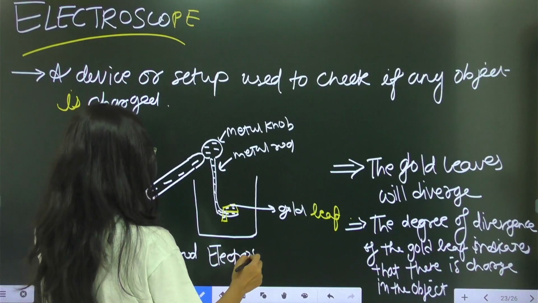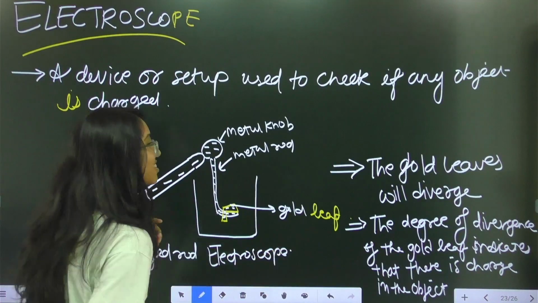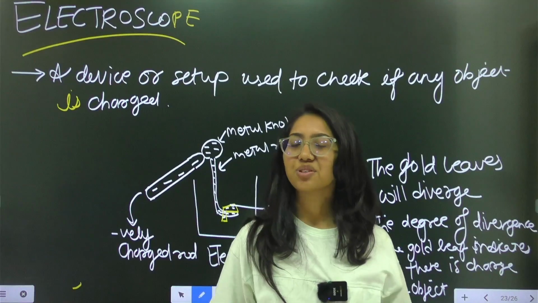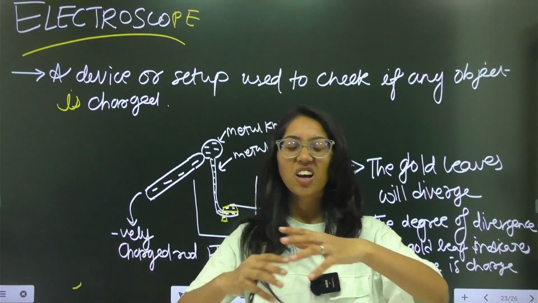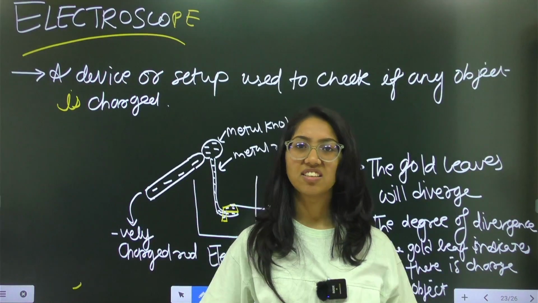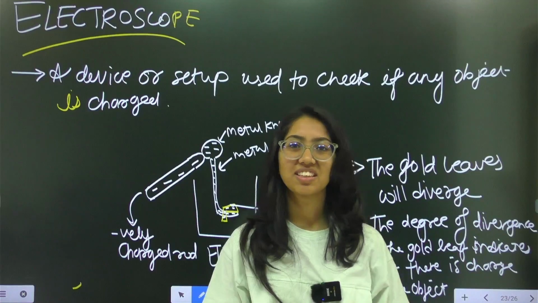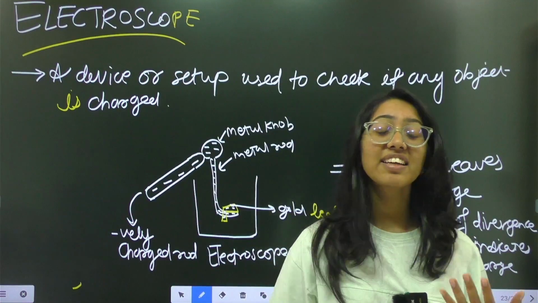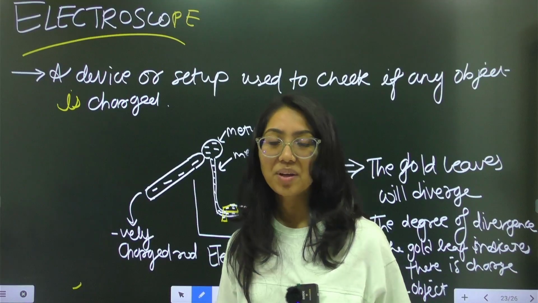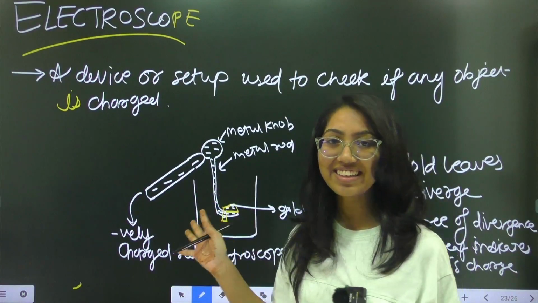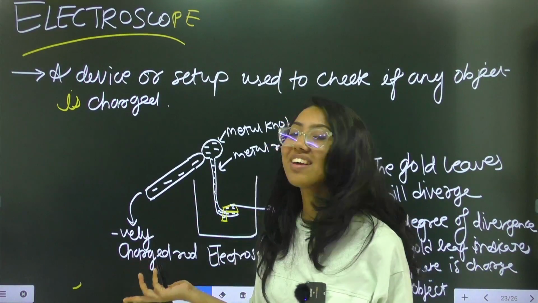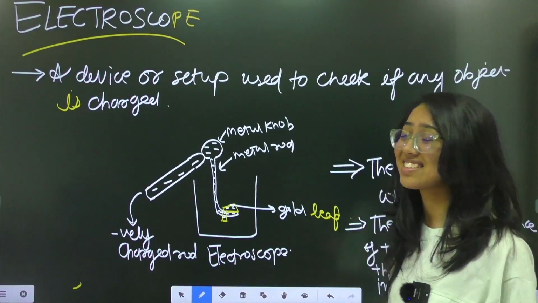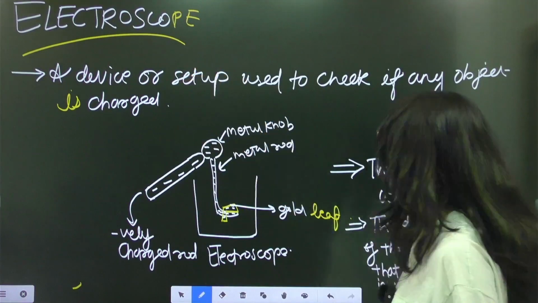It is super simple. You know, when I first heard the name electroscope, I thought it was some very complex device that measures something very complex that I could never understand. But when I actually studied this, it was like, what the hell is this? It's super simple, and why is the name like that, right?